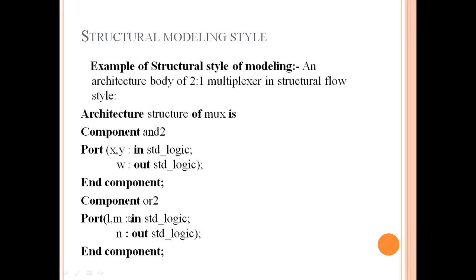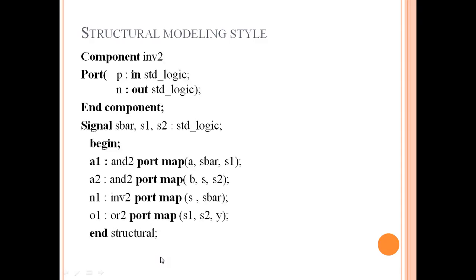Next is the OR component, then port, then inputs, then outputs, then end the component. Then the inverter, where P is the input and N is the output, and at last end the component. Next, here are the different signals which are used in the 2:1 multiplexer. S bar, S1 and S2 are of standard logic type which I have used in the 2:1 multiplexer. Next is the begin. A1 is the name of the component instantiation, and N2 is the component name, then port map, then the association list. A and S bar are the inputs and S1 is the output.